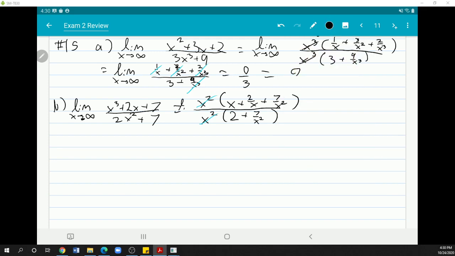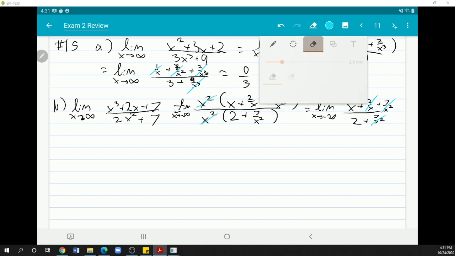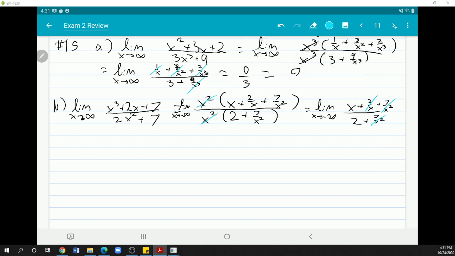And I need my limit. The limit as x goes to minus infinity of x plus 2 over x plus 7 over x squared, divided by 2 plus 7 over x squared. What happens is I take my limit. Anything with an x under it goes to 0. And I'm left with the limit as x goes to minus infinity of x over 2.